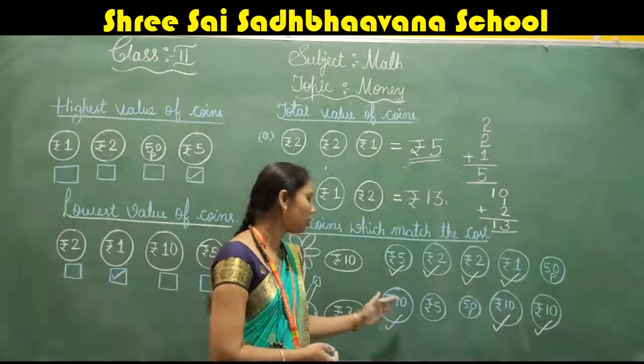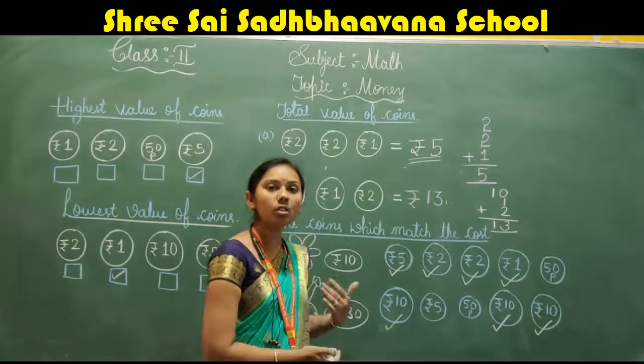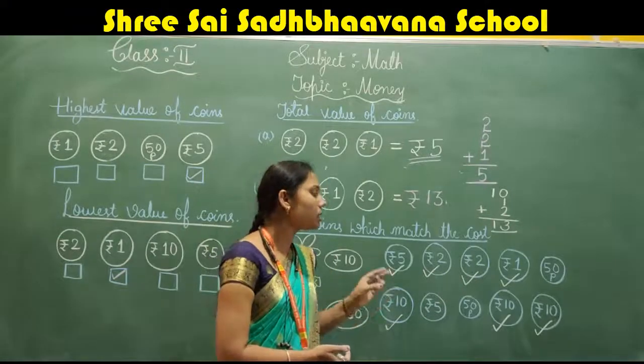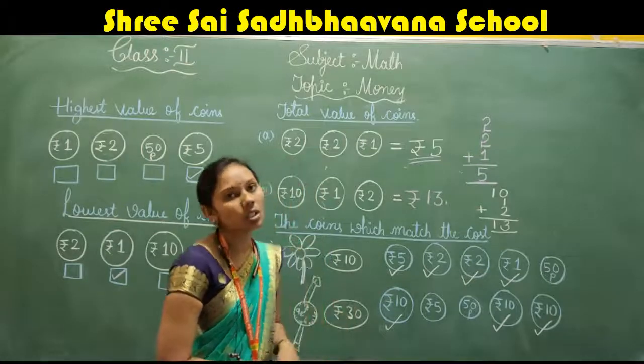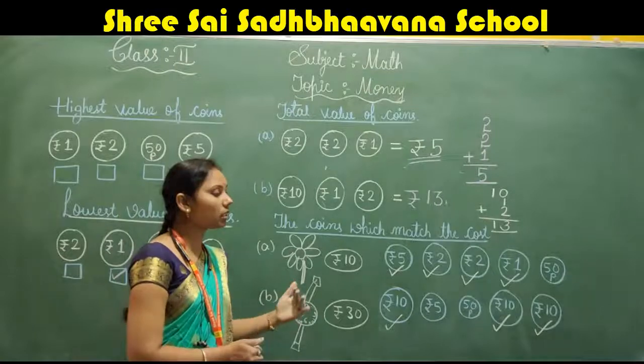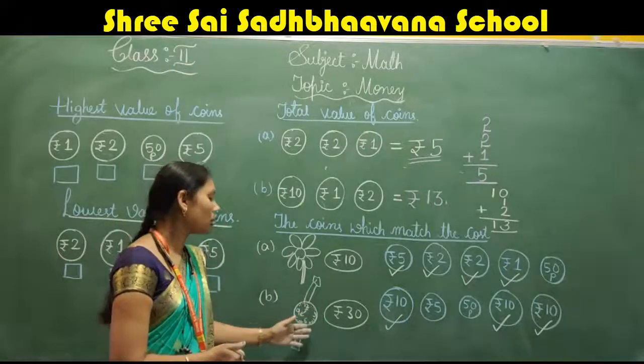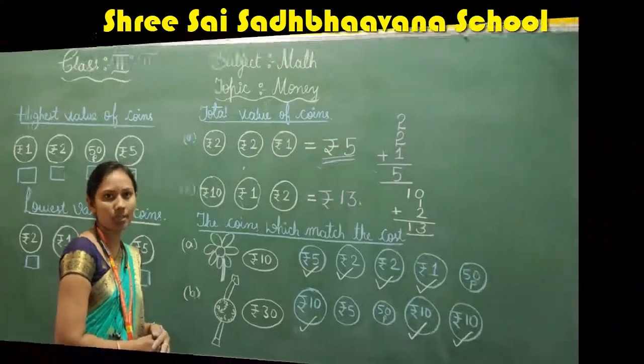So what have you done? You have given 10 rupee coins to the shopkeeper. 3 coins you are going to give to the shopkeeper. So by paying 30 rupees in coins, you are going to purchase the watch.